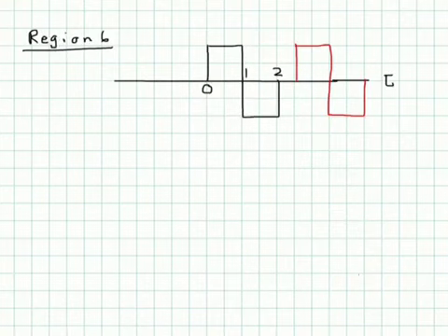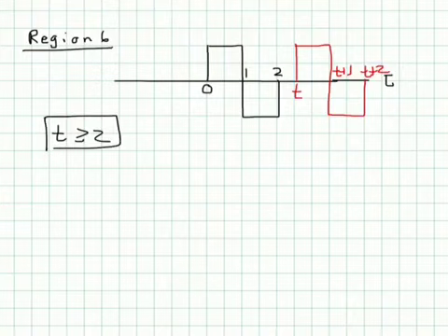Then we just have one region left to look at, and it's region 6. In region 6, remember, this edge is t, this is t plus 1, this is t plus 2. Now, region 6 is defined where there is no overlap of these, so t is greater than or equal to 2. That's region 6.